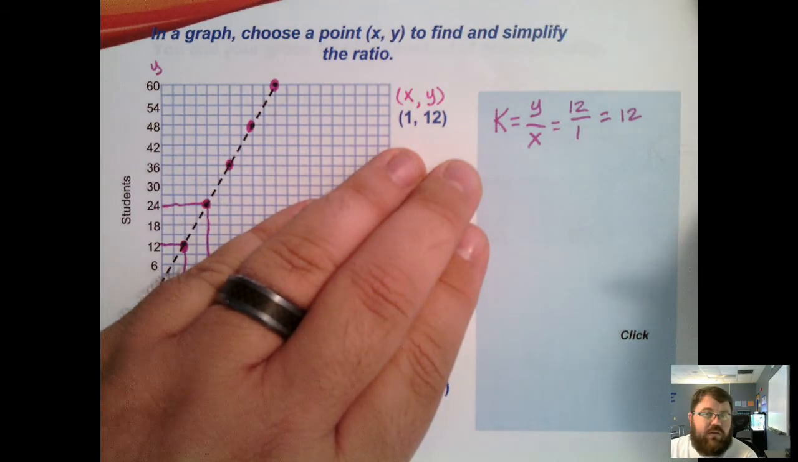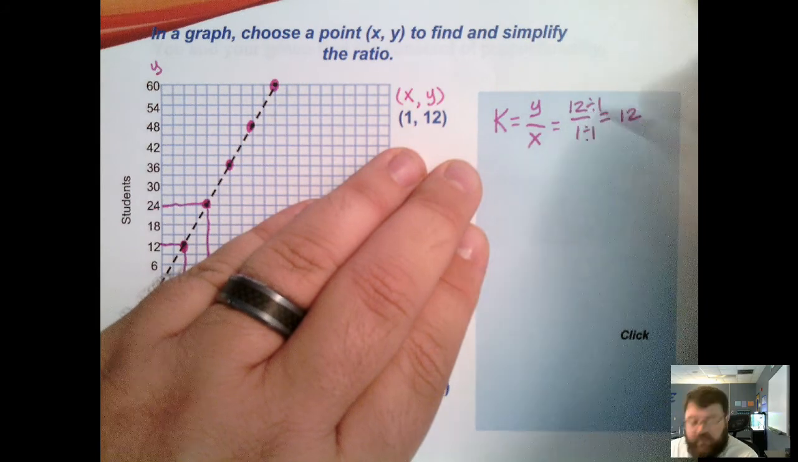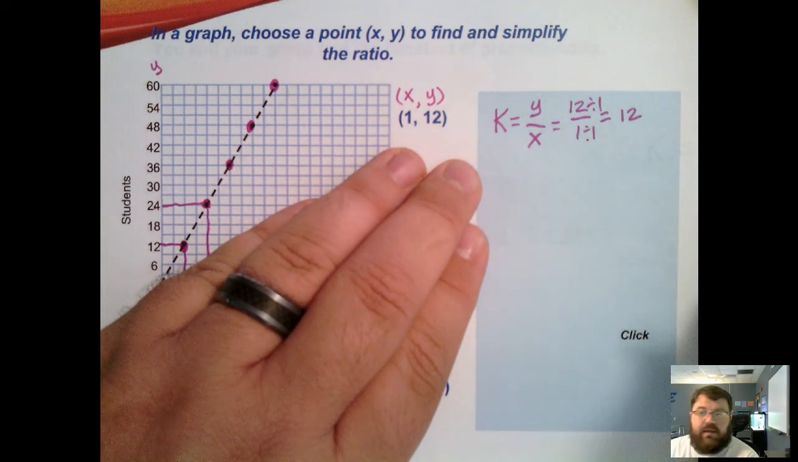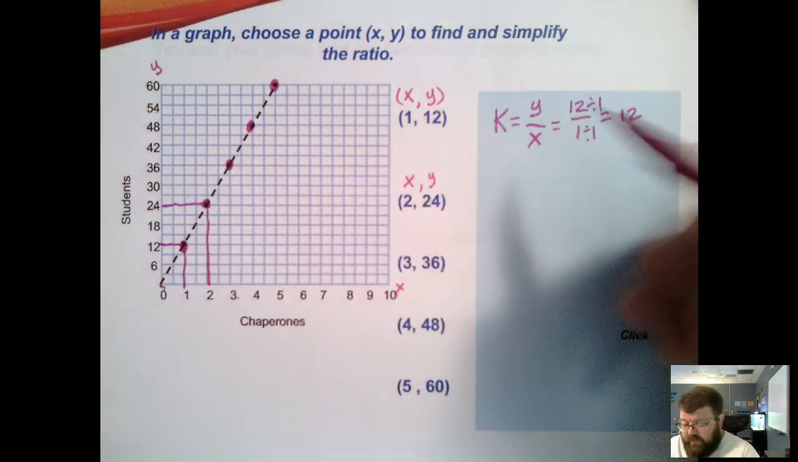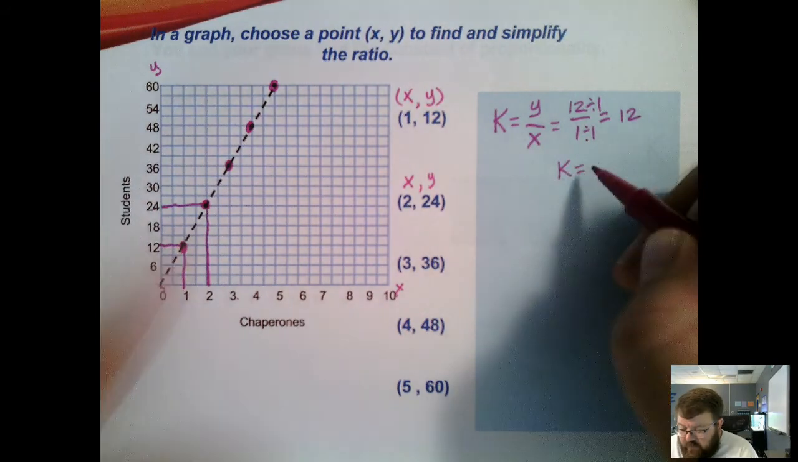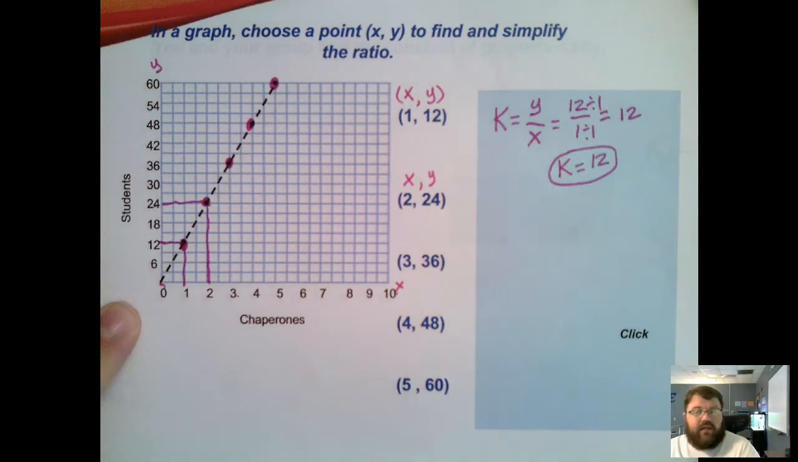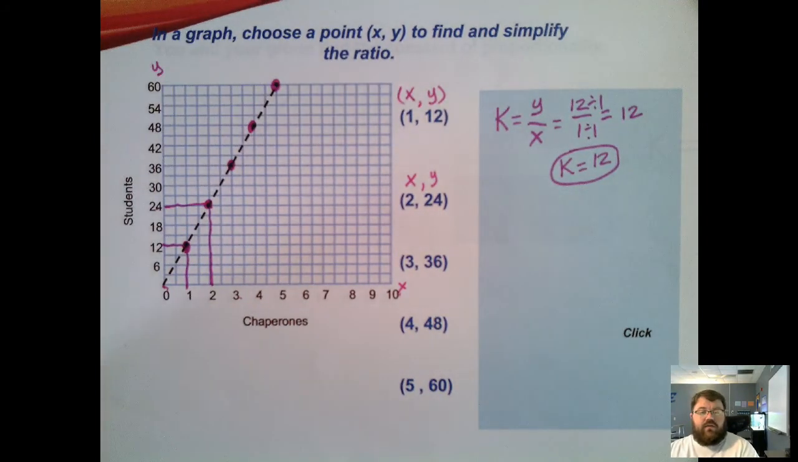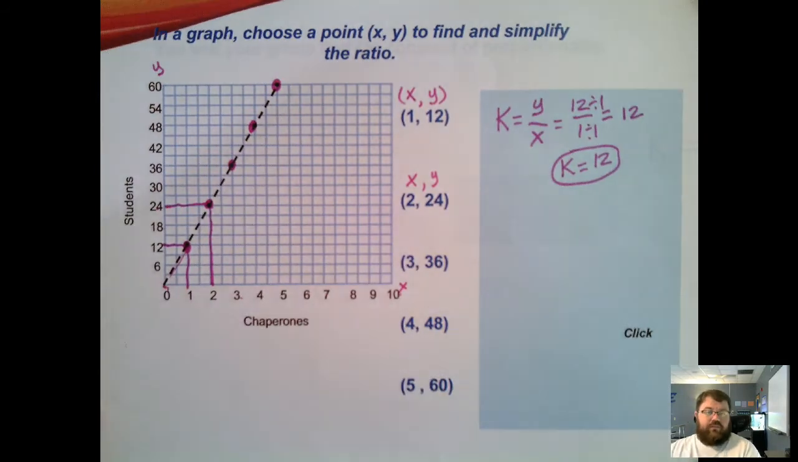Some students may struggle to see this, so they may need to see divided by 1, divided by 1. They may need to see that. You probably don't, but some may. Now, really, I know that the constant of proportionality for this table, or I'm sorry, this graph is 12. And I can stop here. And the reason I can stop is because it is a straight line that goes through the origin.